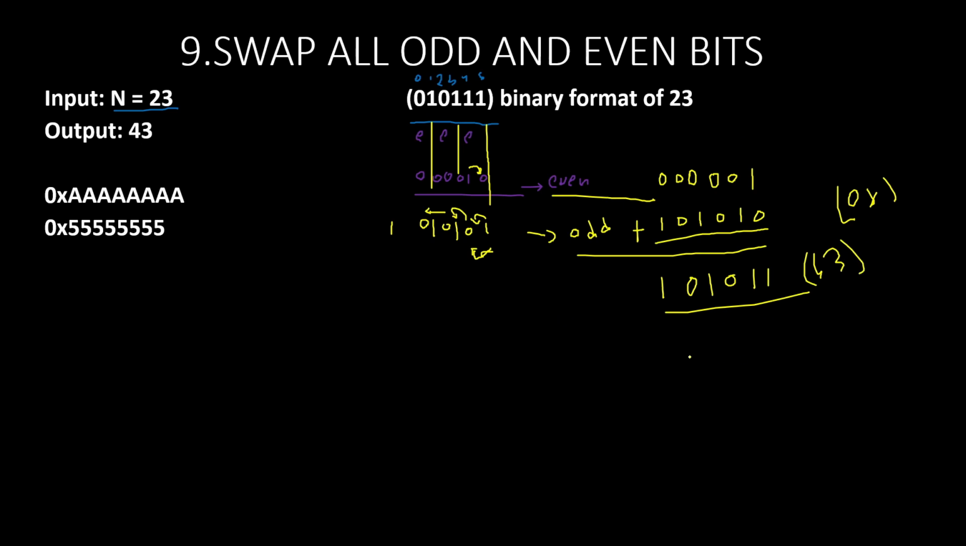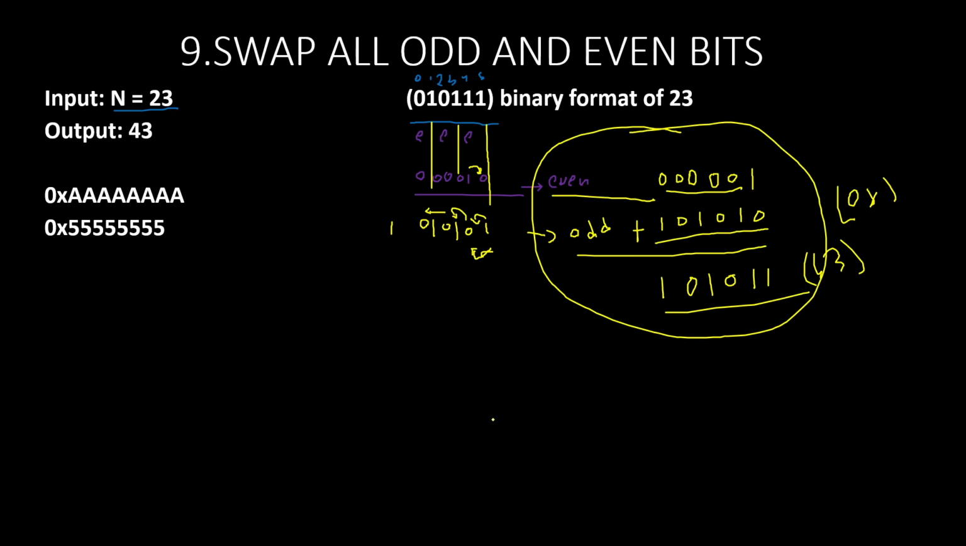So this is the meaning of the question. We have to take the even bits and we have to take the odd bits. Now we have to shift them, by shifting left and right, the even and odd bits.